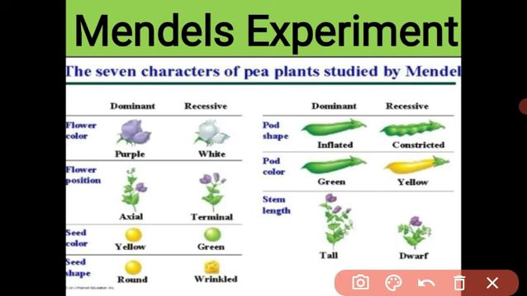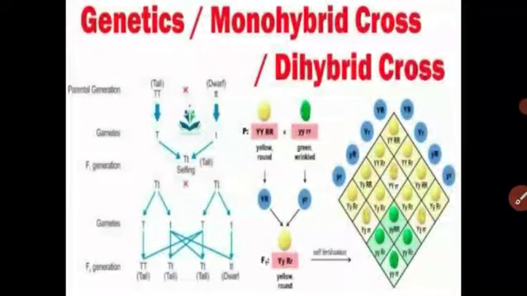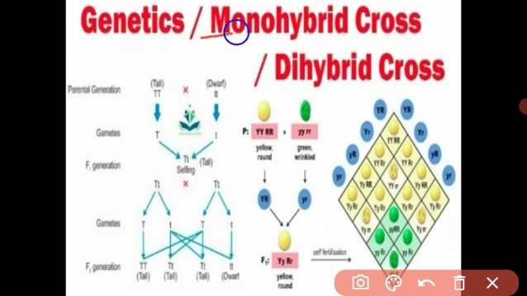What happened, student? Mendel was a mathematician, so he performed some experiments and concluded the theory. He crossed the characters using two types of crosses. First is the monohybrid cross and second is the dihybrid cross. In this video we will go into details about the monohybrid cross and dihybrid cross. Mono means what, student? Mono means one and di means two, and hybrid refers to characters.